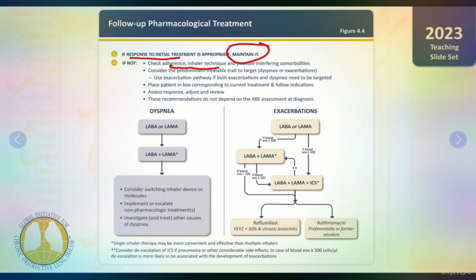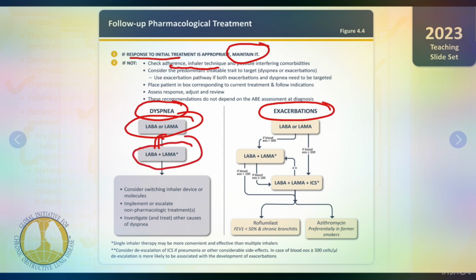Then we should check the predominant symptom, whether dyspnea is prominent or exacerbation is prominent. If dyspnea is the main thing, then we should give them LABA plus LAMA. And after that, they are telling we should give them a single inhaler device. Initially we should give LABA or LAMA, then combinations, and consider switching inhaler device or molecule. Then we can change these inhaler devices and molecules, implement or escalate non-pharmacological treatment, and investigate other causes of dyspnea that could be there, so we should investigate for that also.